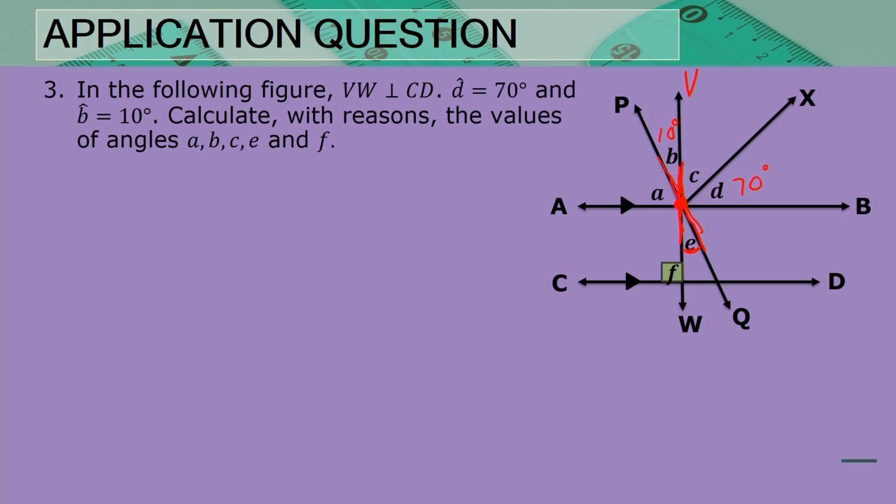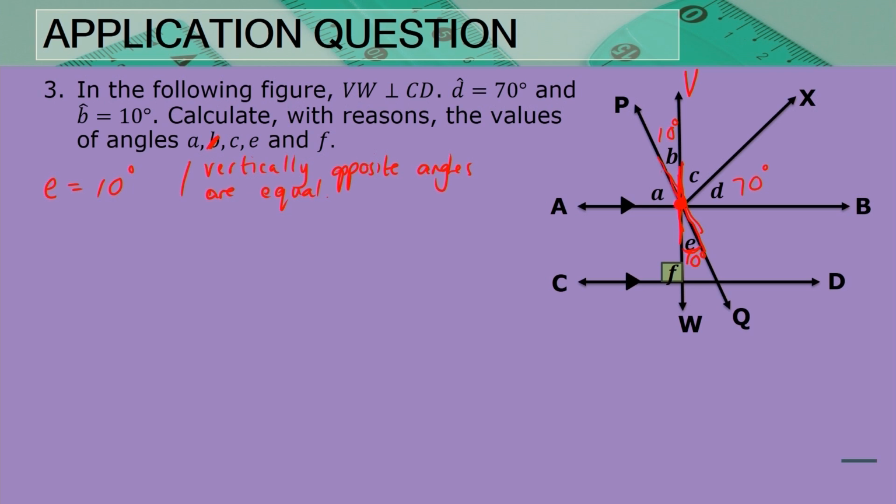And since B has been given as 10 degrees, which means we won't be calculating for B because it is given, it means that E is also 10 degrees. The reason for this is because they are vertically opposite angles. And vertically opposite angles are equal, but only if the angles are formed by two intersecting lines, and we can see that from the lines VW and PQ. So that angle there is 10 degrees.